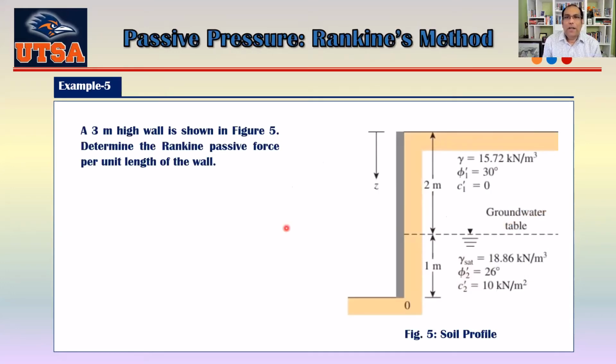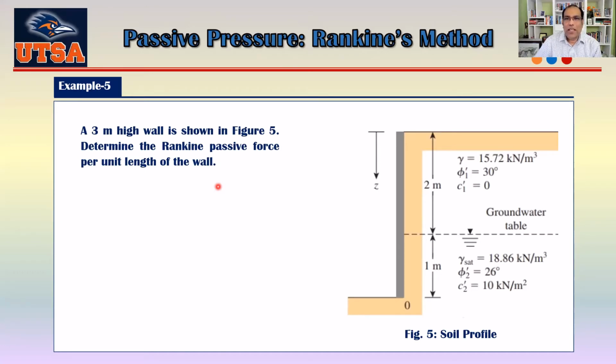Now let's see some of the problems from passive force. Here I'm going to do the same problem following Rankine's method and at the same time with Coulomb's method, and try to see how the results differ from each other. So that's the problem here. This one is saying that a 3-meter high wall is shown in figure 5. Determine the Rankine passive force per unit length of the wall. Example 6 is the same thing, but the only change is that you have to do it following Coulomb's method.